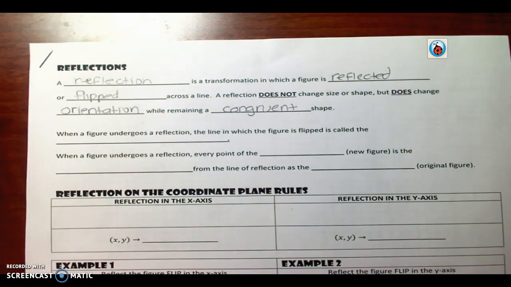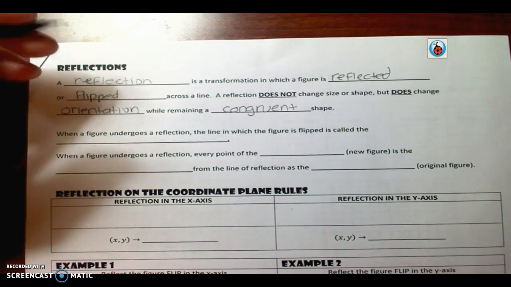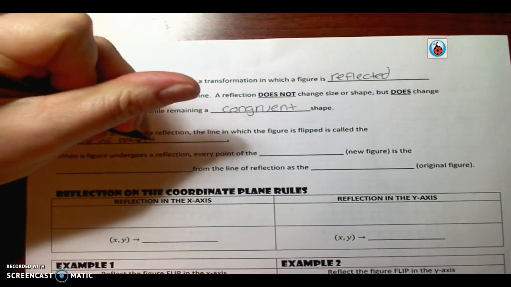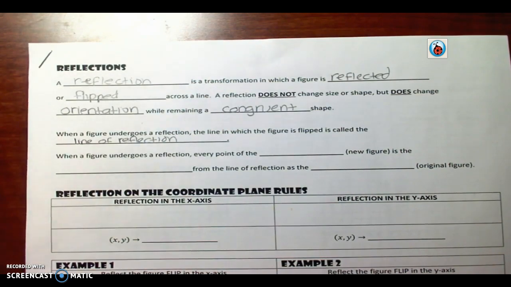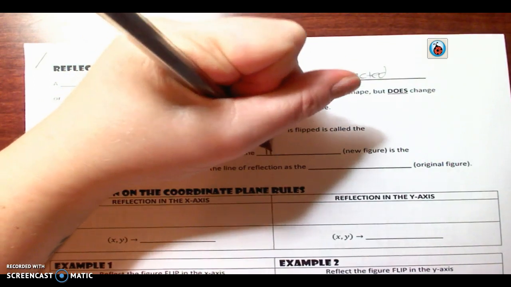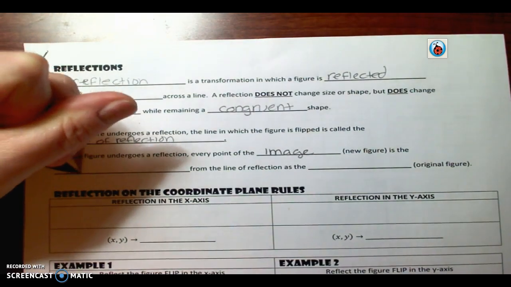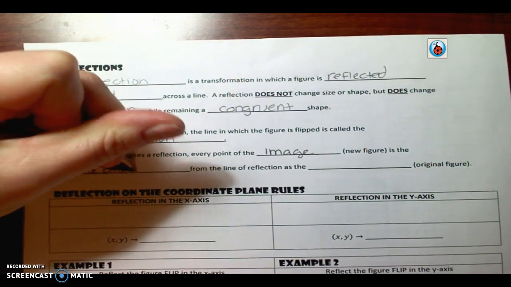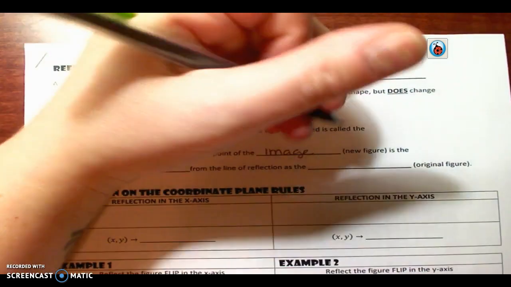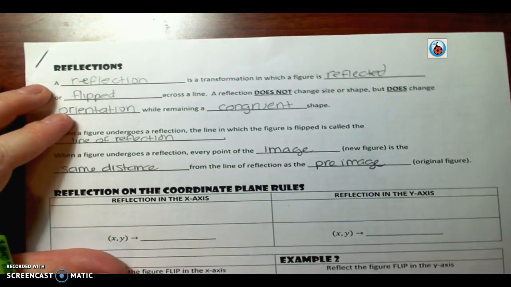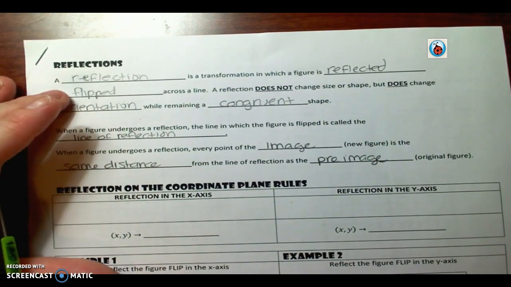So when a figure undergoes a reflection, the line in which the figure is flipped is called the line of reflection. Okay. And when a figure undergoes a reflection, every point of the image, the new image, remember the original one is called the pre-image, every point of the image, the new figure, is the same distance from the line of reflection as the pre-image. It's just on the opposite side. So think about a mirror image, okay?